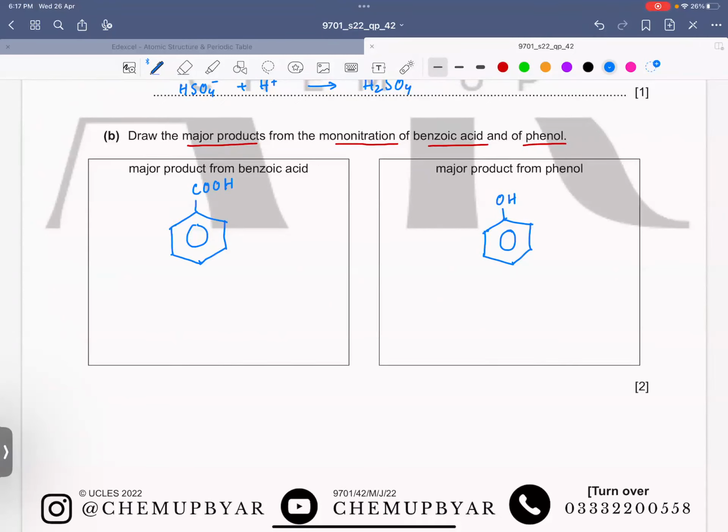If you recall, benzoic acid has an electron withdrawing group, so it directs the next substituent to the third or fifth position. So we place a NO2 group over here. In this case, the OH is an electron donating group. When an electron donating group is attached to a benzene ring, the next substitution occurs at carbon number second, fourth, and sixth. So either you can put NO2 over here, or over here. Both are considered correct. Is this clear?